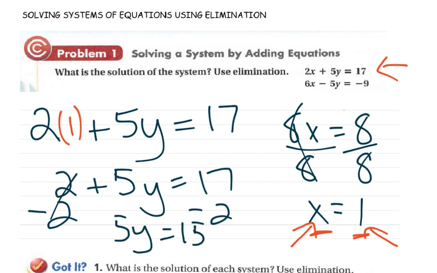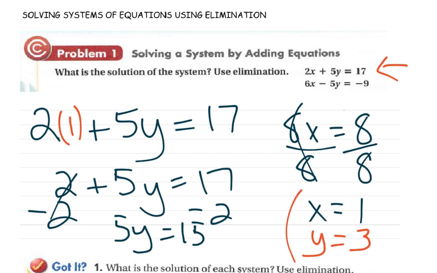Well, 5y means multiplication. So 5 times something equals 15. What times 5 would give me 15? Well, it would have to be 3. So y has to equal 3. So we're going to write that underneath here. So y equals 3. So x is 1 and y is 3.